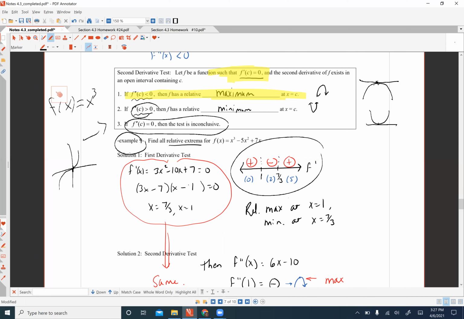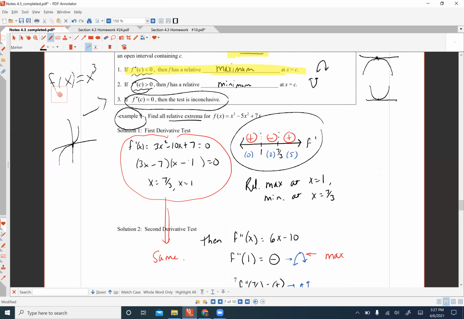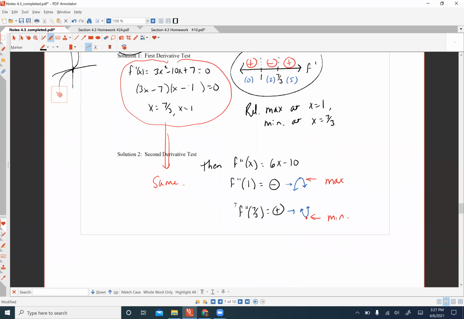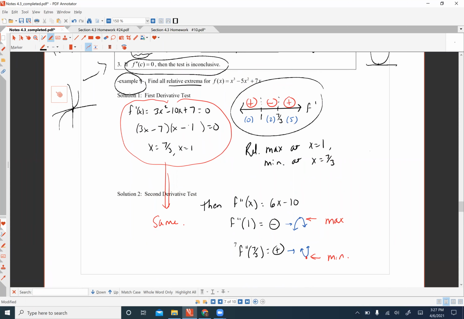Now let's use our friend, the second derivative test. And the first derivative test is also our friend. So we know the critical points again. We just used the first derivative test to determine whether the critical points of that polynomial x cubed minus 5x squared plus 7x are minimums or maximums. Now we're going to use the second derivative test. We already have our critical points, 7/3 and 1. Now let's evaluate the second derivative at the critical points.